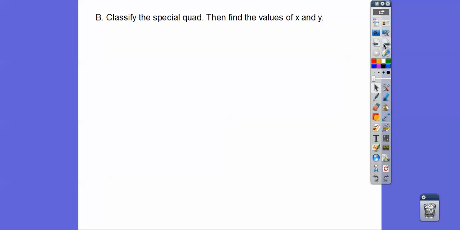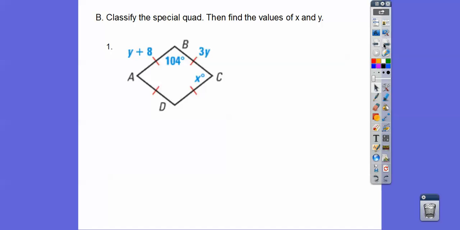So if they're rectangles and rhombi, then they're squares. That's when the diagonals are equal, the diagonals are perpendicular. What else? And the diagonals bisect. Okay, so classify the special quad, then find the values of x and y.